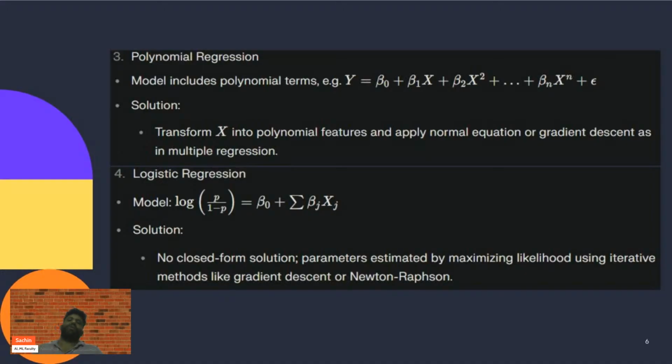And if you would like to calculate the probability, take the anti-log of the log of p upon 1 minus p, and what you'll get is e to the power beta naught plus the summation of all that, giving you p equals 1 upon 1 plus e to the power minus the same expression. So this is not going to have a closed form solution.